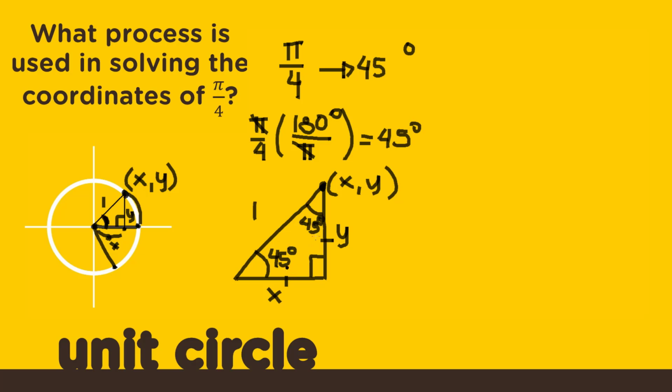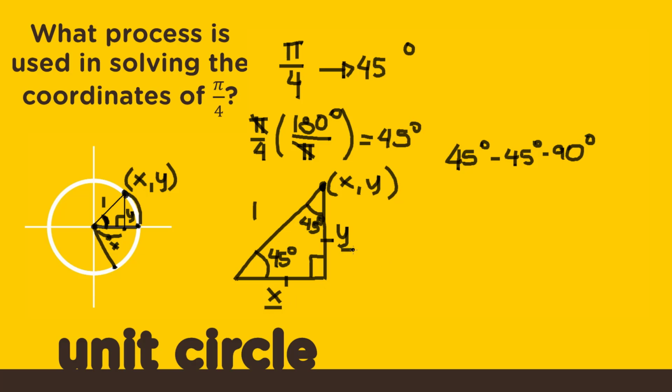Now, we have here a special right triangle. We have a 45 degree, 45 degree, and 90 degree right triangle. We have a special theorem for this when we go back to our geometry. And that special theorem will help us solve for the value of x and the value of y.